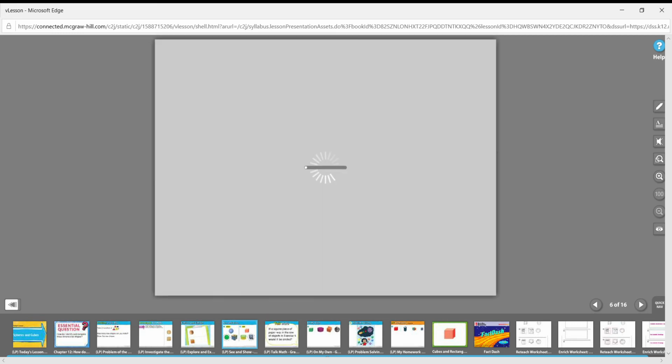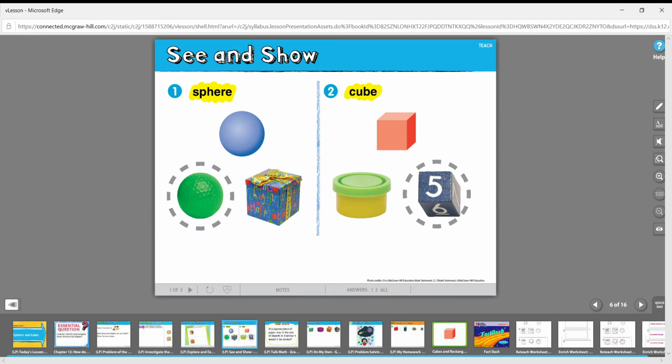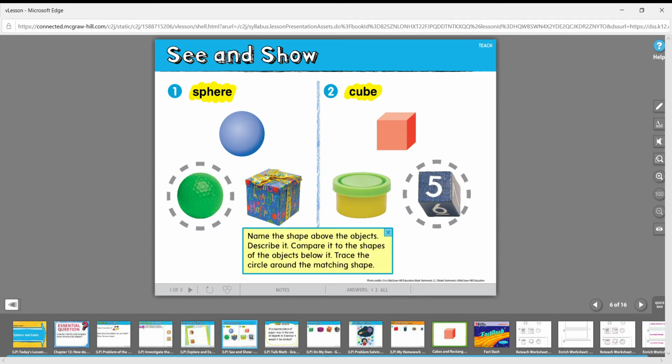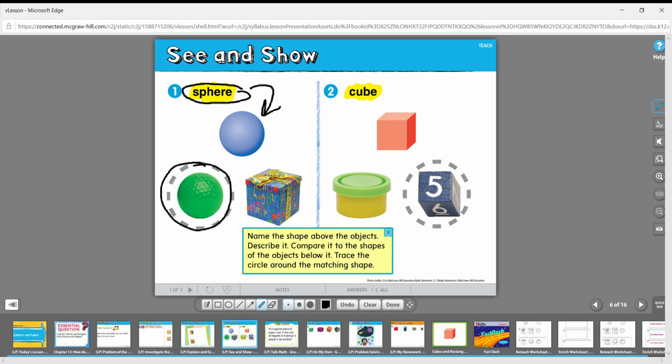The next thing, you'll turn the page and you will see the page for See and Show. This is where we do a little practice of what we're going to be doing. Look at number one. Next to number one, there is a word. The word is sphere. Name the shape above the objects. That shape is a sphere. Now compare it to the shapes of the objects below. There's a golf ball and a present. Trace the circle around the matching shape. The golf ball is the one that is a sphere. The present is a cube.